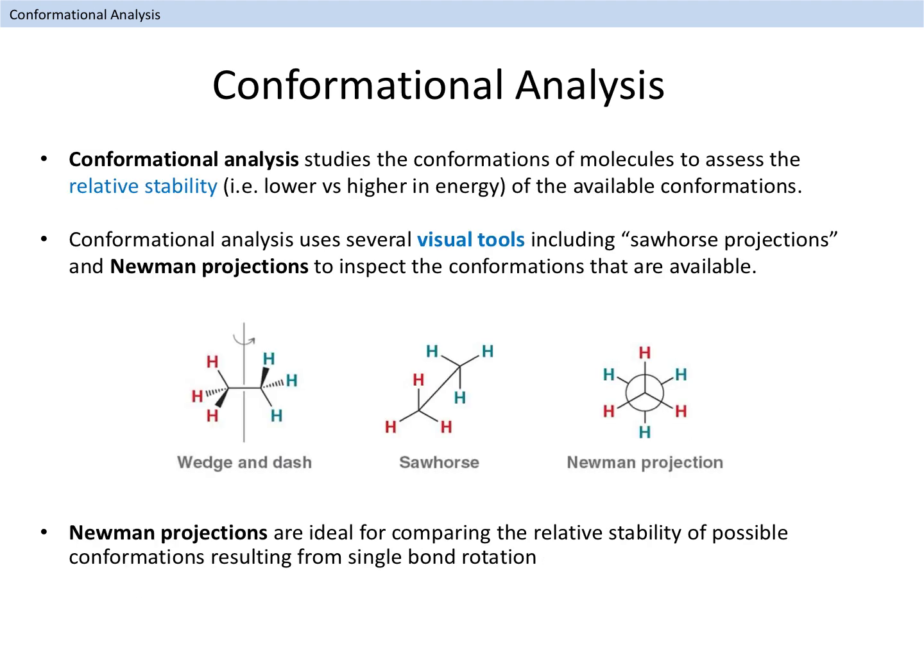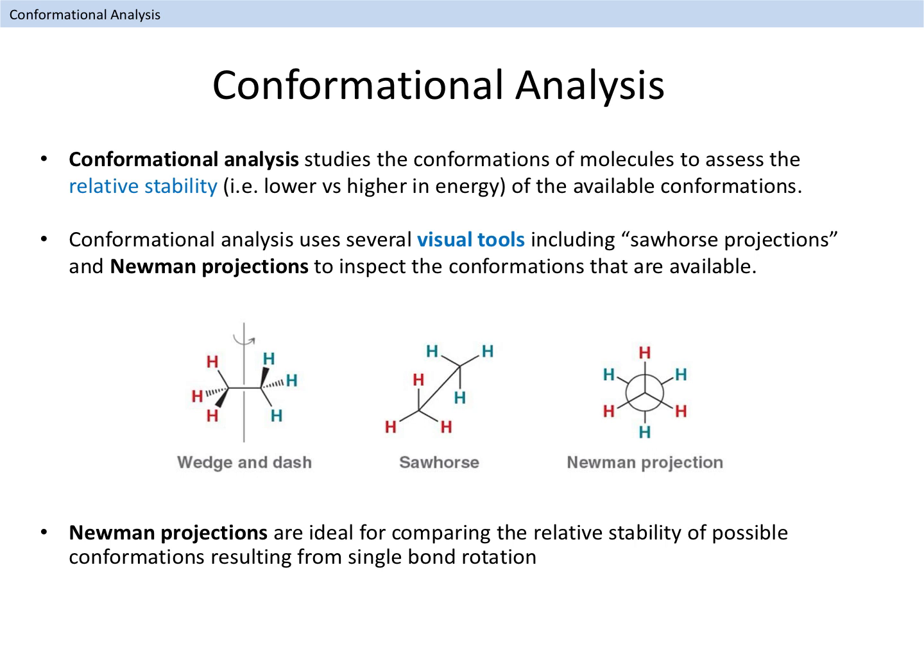The aim of conformational analysis is to determine the energetically favorable conformations of a molecule, and to understand how these conformations affect the molecule's properties, such as stability, reactivity, and biological activity. Conformational analysis uses several visual tools, including sawhorse projections and Newman projections, to inspect the conformations that are available and to consider which are more energetically stable.